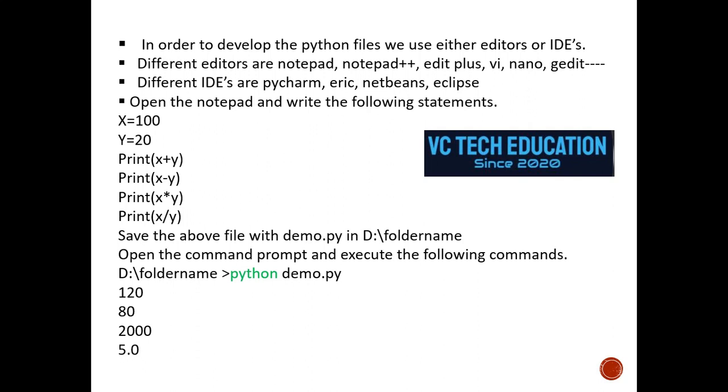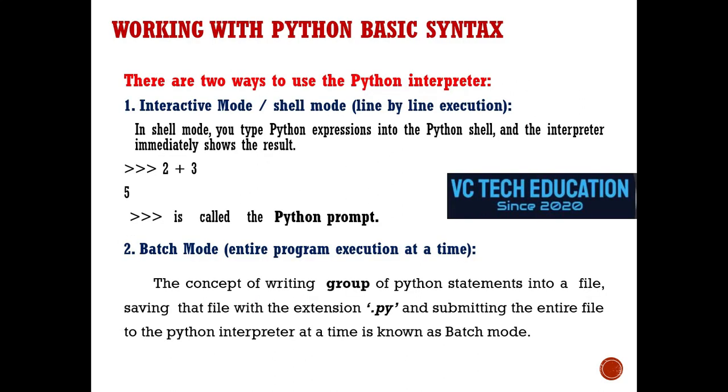Open Notepad and write the following statements: x equal to 100, y equal to 20, print x plus y, print x minus y, print x times y, print x divided by y. Save the file with the name demo.py in d:/folder name. Open the command prompt and execute the program with python demo.py, then you will get the output. This is all about the batch mode.